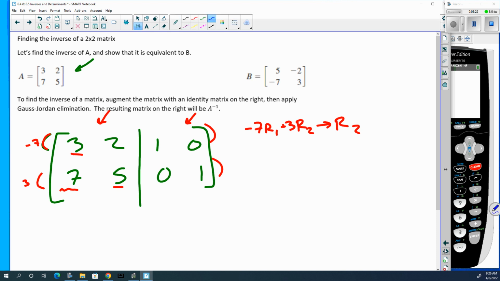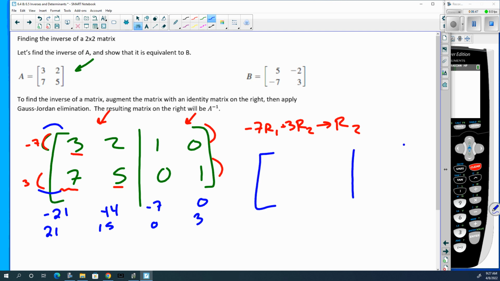So when I times the top row by -7, I get -21, and then -14, and then -7, and then 0. Now when I times 3 into this next one, I'll get 21, 3 times 5 is 15, 3 times 0 is 0, 3 times 1 is 3. And that's going to become my new bottom row when I add these together. So adding these together, I get 0, and then -14 plus 5 is -9... I get 0, 1, -7, and 3.